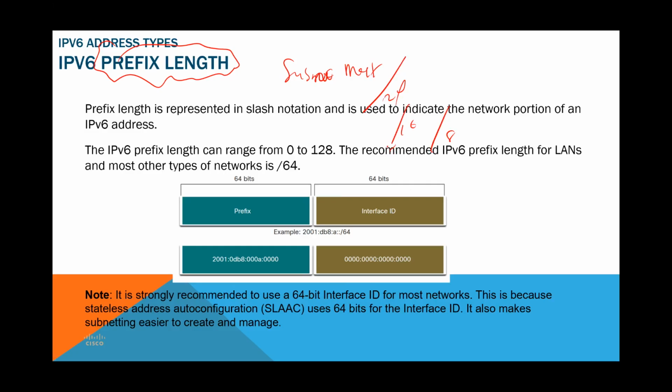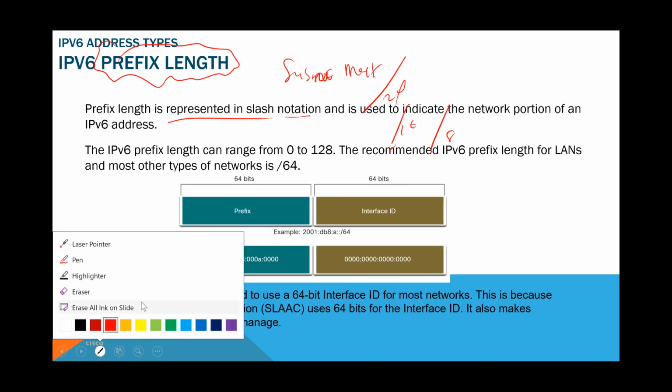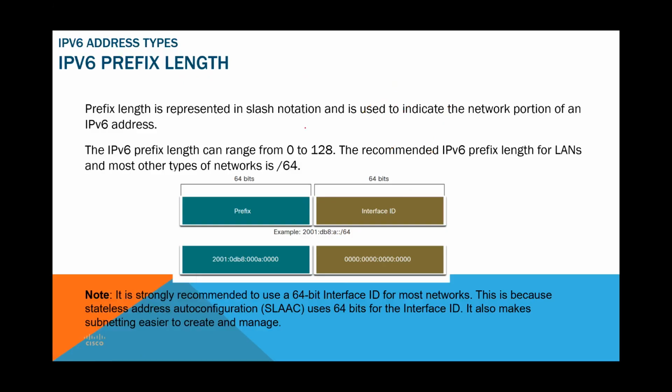And I'm going to show you in this class. So what is a prefix length? A prefix length is represented in slash notation, and it is used to indicate the network portion of an IP address. So when you say /8, that means the first 8 bits is the network portion. When you say /16, that means the first 16 bits is the network portion. When you say /24, that means the first 24 bits is the network portion.